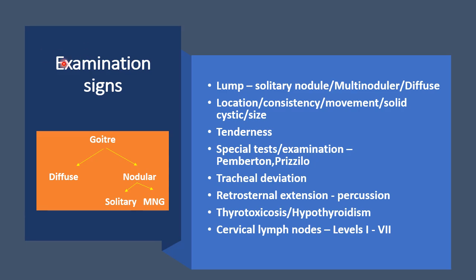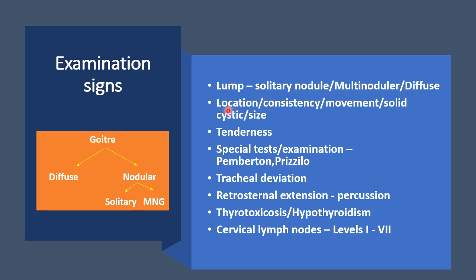Then we come to the signs that you usually look for in patients with thyroid disease. Most important is a lump, a goiter. A goiter is generally a diffuse swelling of the thyroid. It's a palpable thyroid. Normally, thyroids are not palpable. It can be diffuse or it can be nodular, and if it is nodular, it can be a solitary nodule or a multinodular goiter. So this is very important. This is the main feature of a presenting swelling of a thyroid: lump, solitary nodule, multinodular, diffuse.